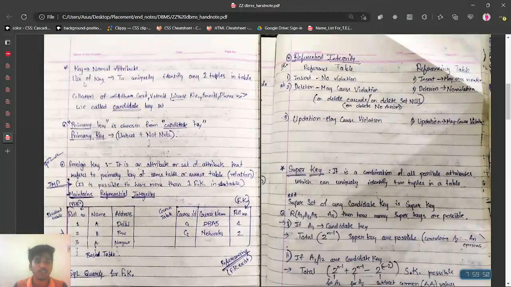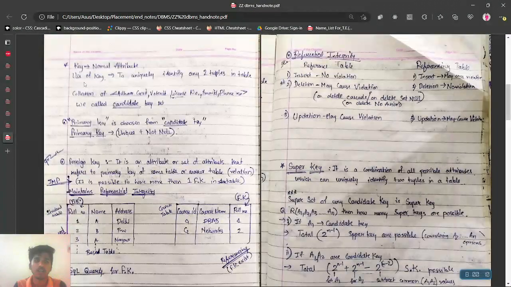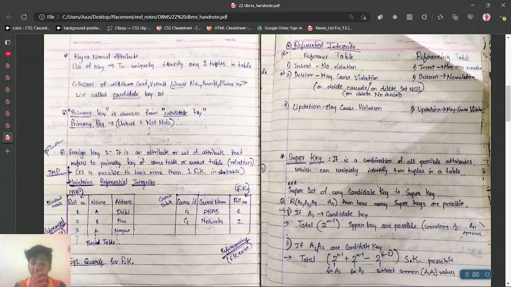Now there are many types of keys. A key can be considered as just an attribute through which we can access the data. The use of a key is to uniquely identify any tuple in a database. There are many types of keys.